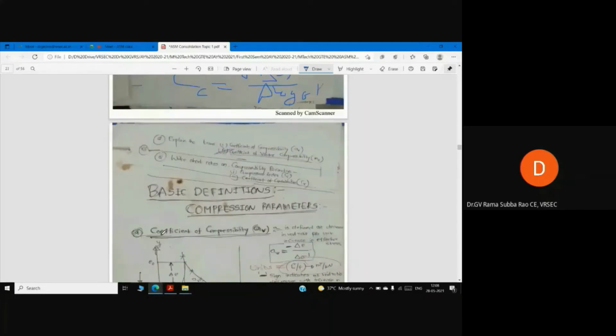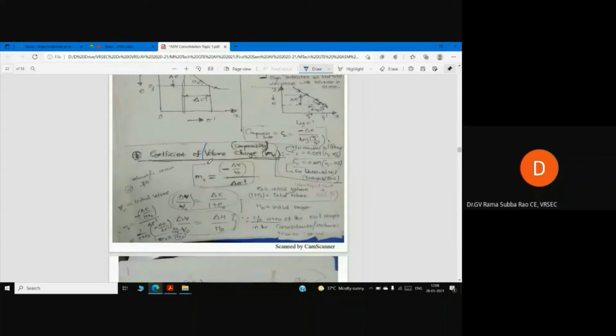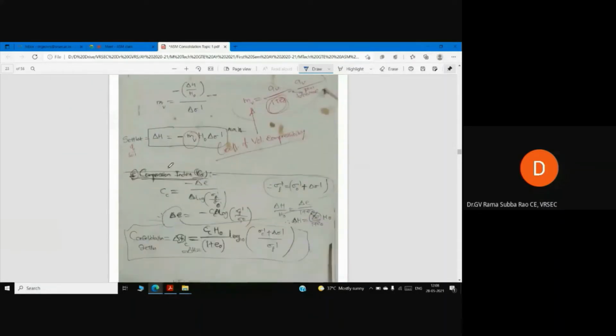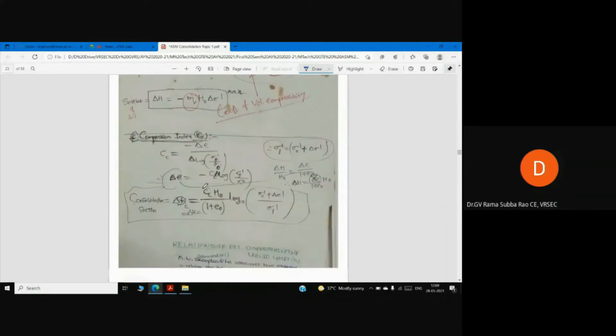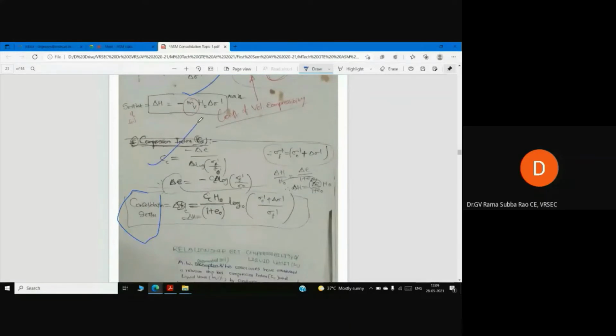Now there is another parameter that we will discuss here, coefficient of volume compressibility. Coefficient of volume compressibility means, as we discussed already, coefficient of compressibility by total volume. Total volume means 1 plus e naught. e naught means initial void ratio. So now we will discuss how to determine consolidation settlement using mv and using Cc.